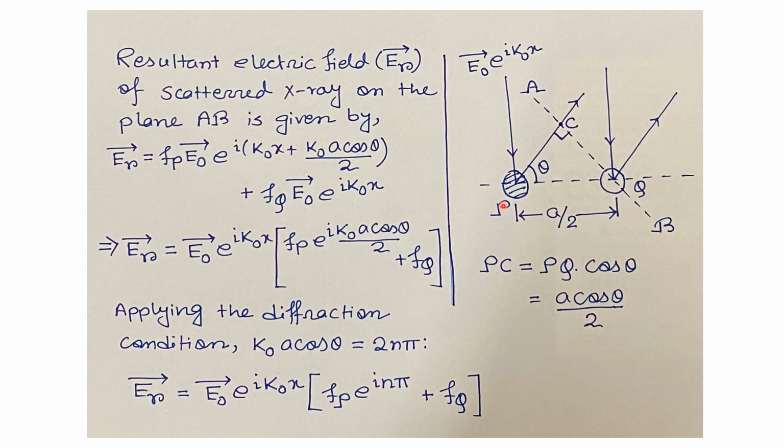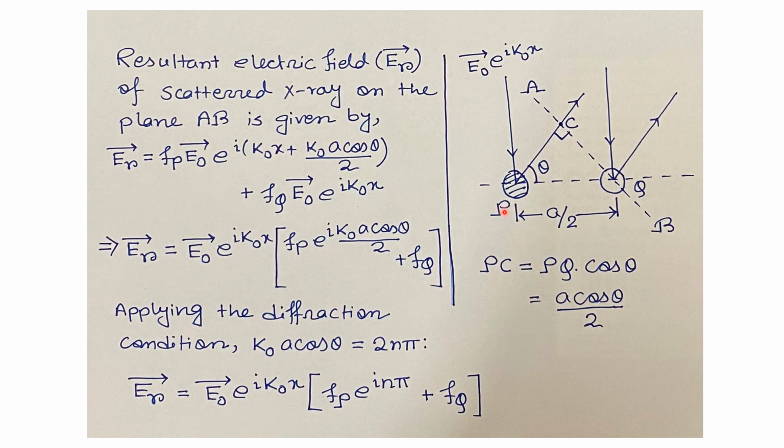And then the X-ray will get scattered from P and Q. Here we will be considering only the scattering at an angle theta. Also we will assume a plane AB which is perpendicular to the scattered X-ray radiation from P and Q. After scattering from P atom, the X-ray beam will gain some extra phase due to the path length PC on the plane AB. Now the PCQ triangle is a right angle triangle. So PC is given by PQ times cos theta. Hence PC will be A cos theta by 2.